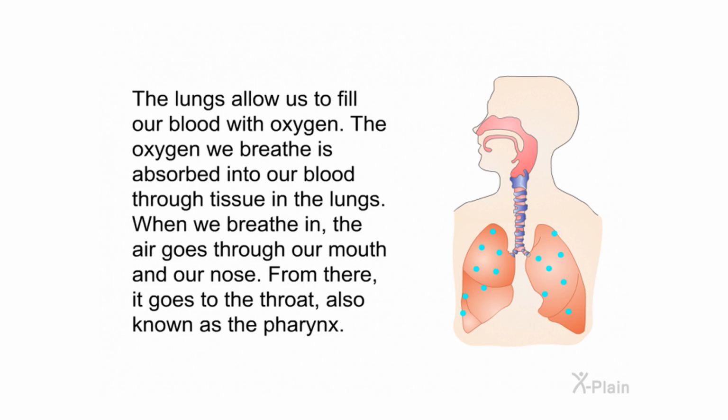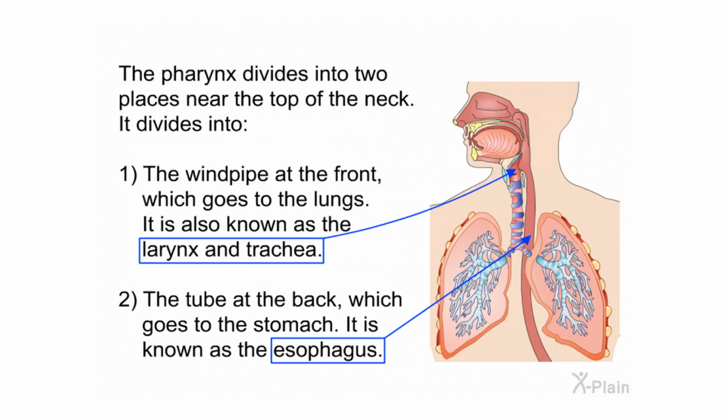The lungs allow us to fill our blood with oxygen. The oxygen we breathe is absorbed into our blood through tissue in the lungs. When we breathe in, the air goes through our mouth and our nose. From there it goes to the throat, also known as the pharynx. The pharynx divides into two places near the top of the neck. It divides into 1. The windpipe at the front, which goes to the lungs. It is also known as the larynx and trachea. 2. The tube at the back, which goes to the stomach. It is known as the esophagus.